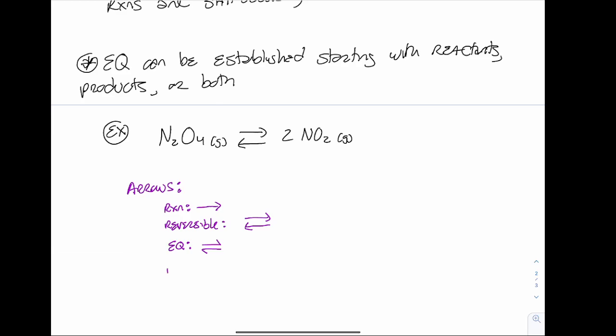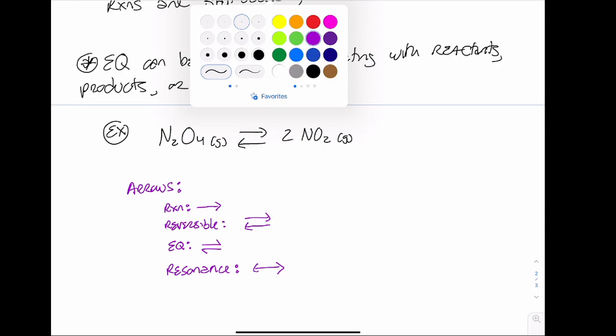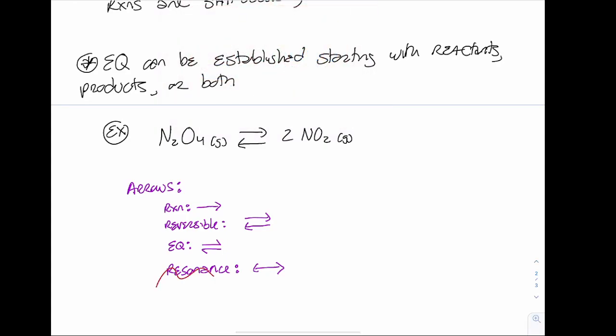Do be careful with the resonance arrow. Do not use this. A resonance arrow is something entirely different. You'll use this in organic. So 1 arrow with 2 sides means something different, so do not use that one. We're not going to be using that in this course at all. If you do use it, however, I will mark it as incorrect because we are not going to be using resonance arrows to show reversible reactions.